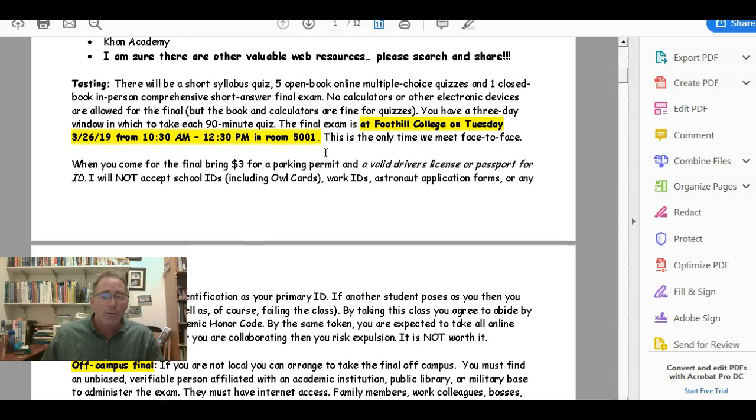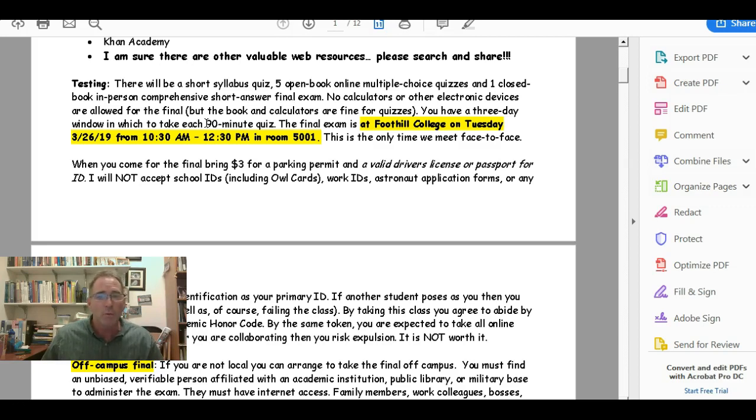Now, for the quizzes, you have a 3-day window to take them, okay? And the quiz itself is 90 minutes. There's 42 questions in each quiz. Once you open it, of course, you have 90 minutes to finish. You can't log out and come back 2 hours later. So once you start, you got to finish within 90 minutes.